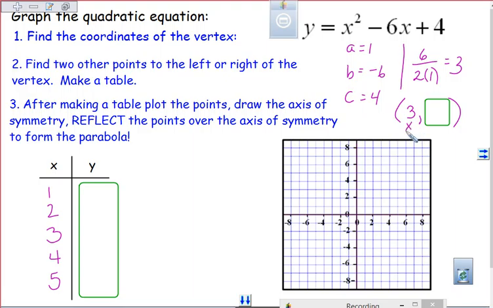That's the x value. So in terms of our table, we want to put 3 in the middle of our table. So then we can find 4 and 5. And then above the 3, we get the 2 and the 1.